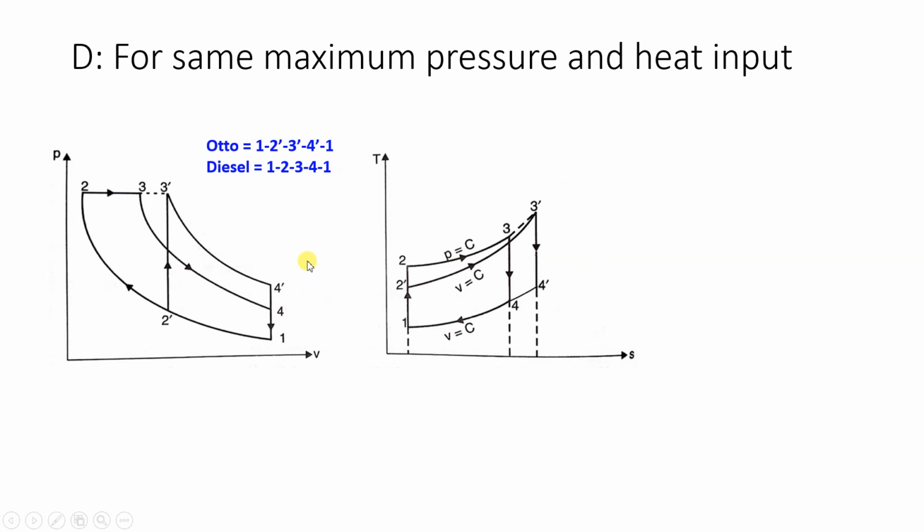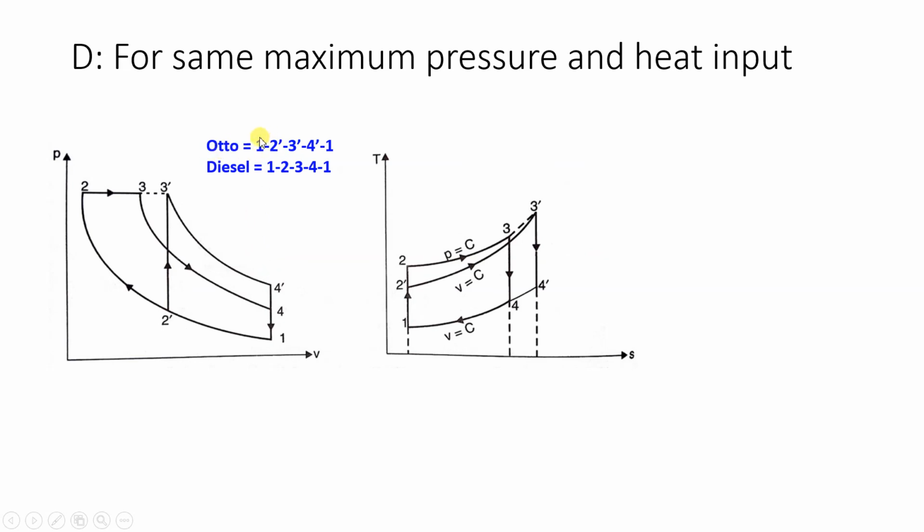Next one we will see, for same maximum pressure, so we are maintaining same pressure and same heat input. Now here I am not drawing dual cycle, because dual cycle efficiency will be in between Otto cycle and diesel cycle. So for fourth case I am only drawing Otto cycle and diesel cycle. Dual cycle efficiency will be in between.